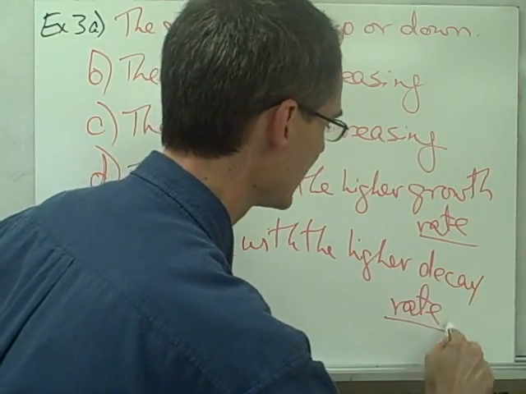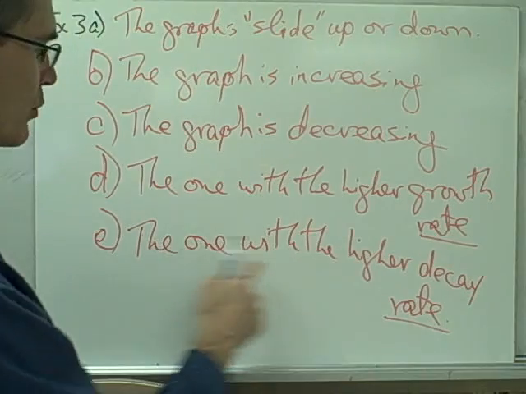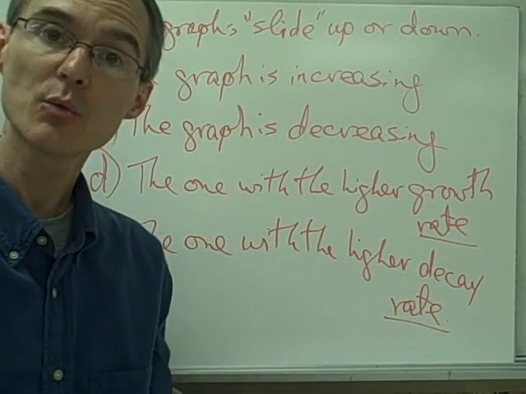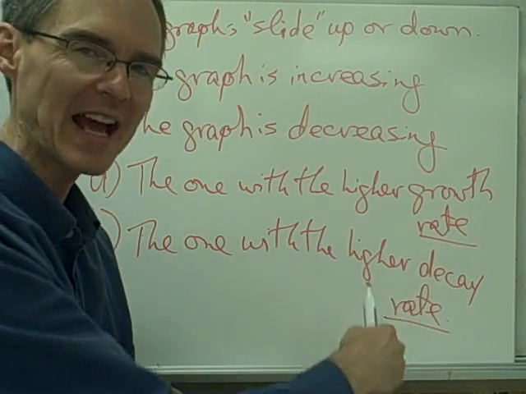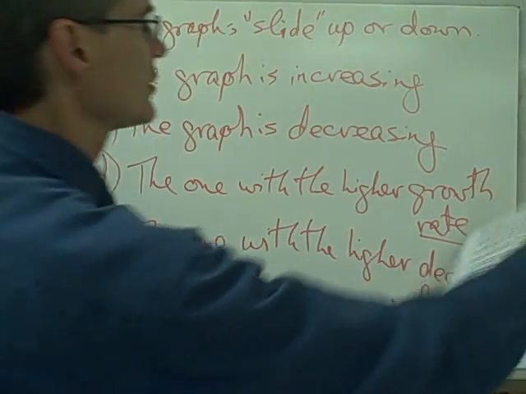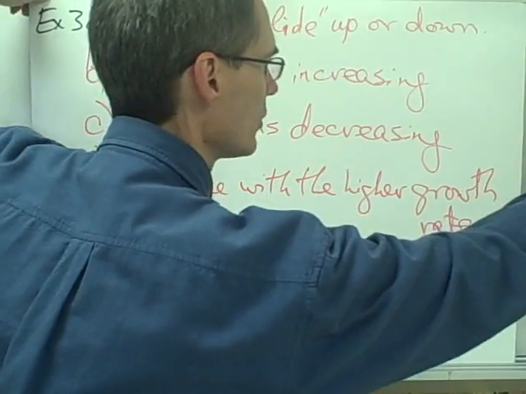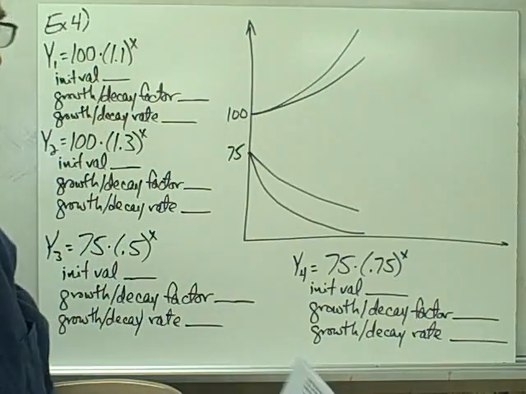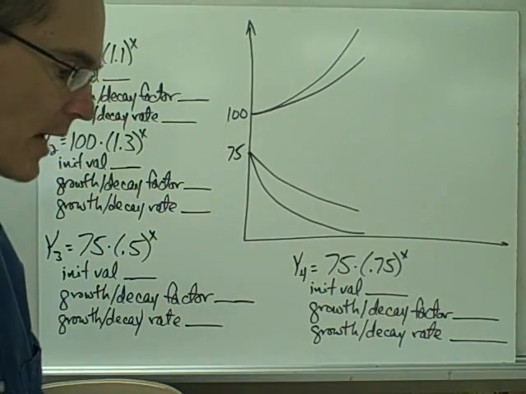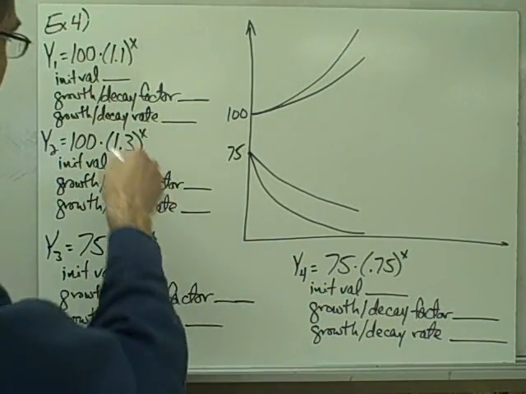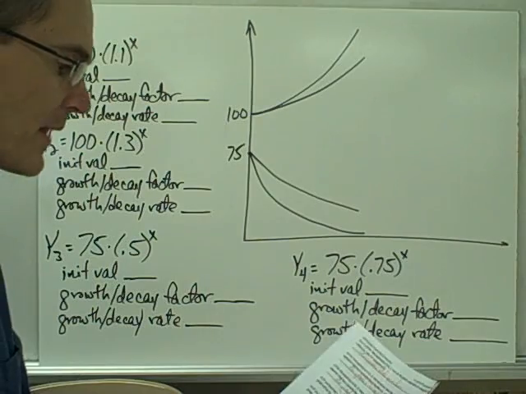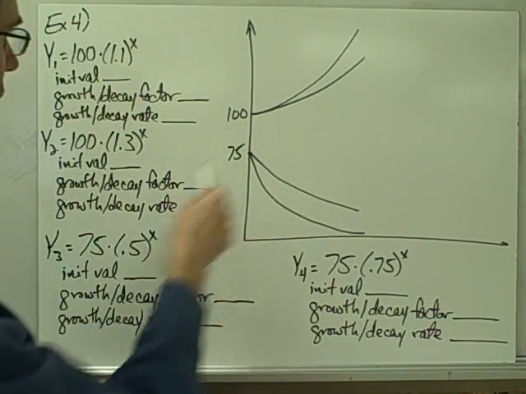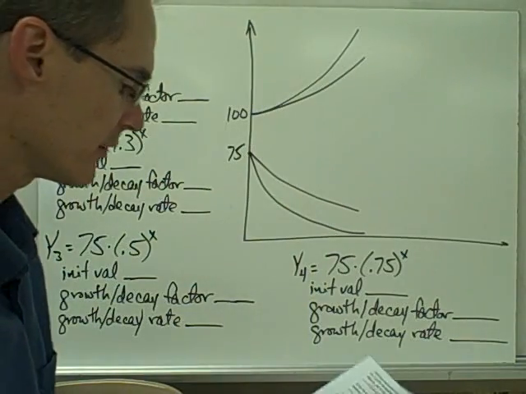And now this is important because notice that here we're talking about the one with the higher decay rate, which is not necessarily the one with the higher decay factor. So let's take a look at example number 4, and hopefully this will make that clear. Example number 4. Identify the initial value, growth or decay factor, growth or decay rate, just as we did before. And then match each of these 4 equations with their graphs given here.